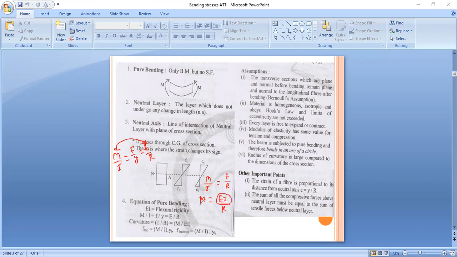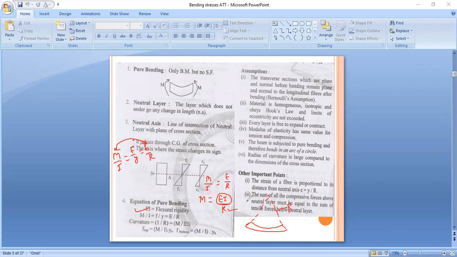This EI is nothing but flexural rigidity, and this R is nothing but radius of curvature. Radius of curvature means this is our bending nature of the beam, when I extend these lines. So this is called the radius of curvature.